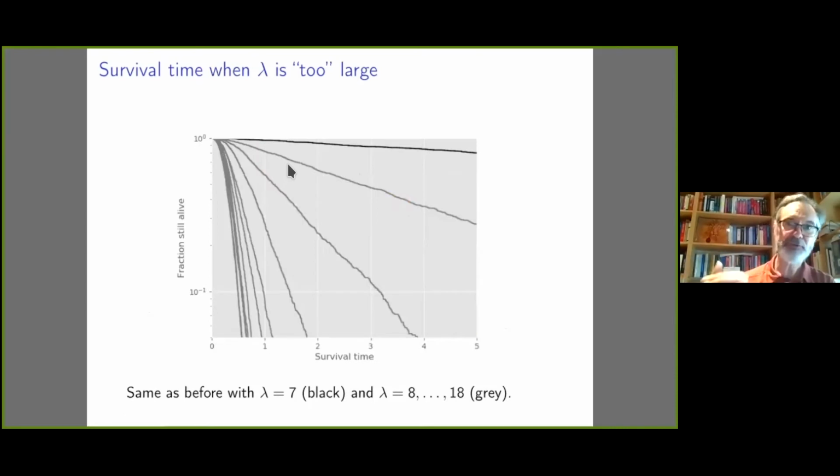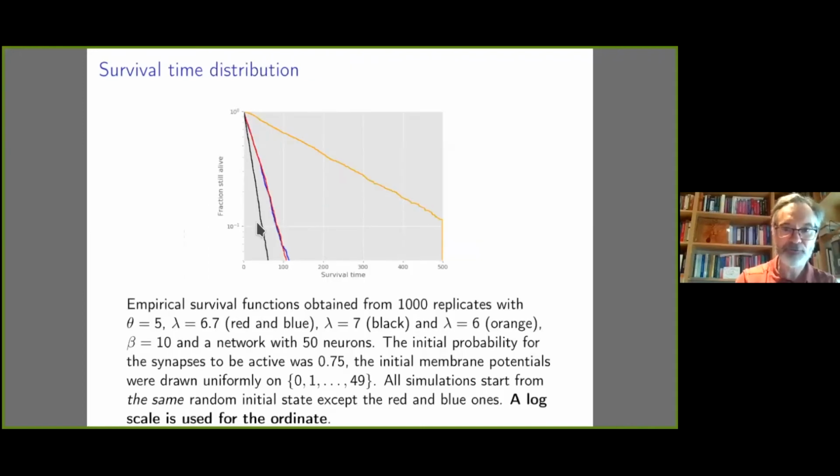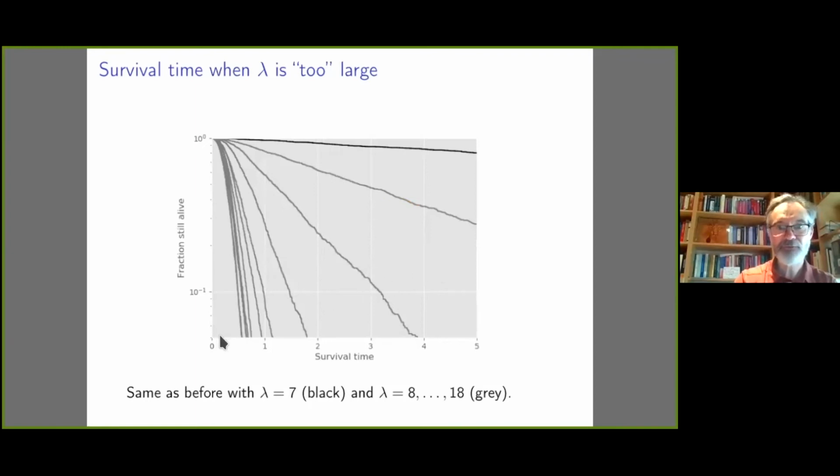If you keep increasing lambda, so that's lambda equals 7, that's the last one you saw here. Okay, so you see the scale goes from 0 to 500 here. The scale goes from 0 to 5 here. And so lambda equals 7, 8, 9, 10, and so on. So you see that when lambda becomes too large, you lose this straightness, and you have this concave shape. So as if you were losing the capability of the network to exhibit metastability.